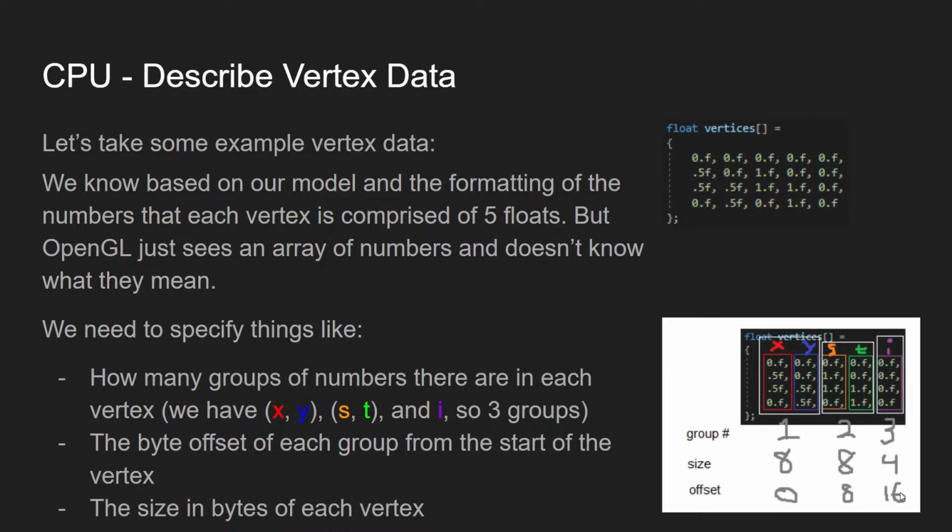And then the offset is basically the sum of all of the sizes of the groups coming before it. So for x, y, because there are no groups before it, that's 0. For st, there's 1 group before it, so that's 8. And for group 3, there are 2 groups before it, so 8 plus 8 is 16. And then if we had some 4th group after I, the offset would be 8 plus 8 plus 4.